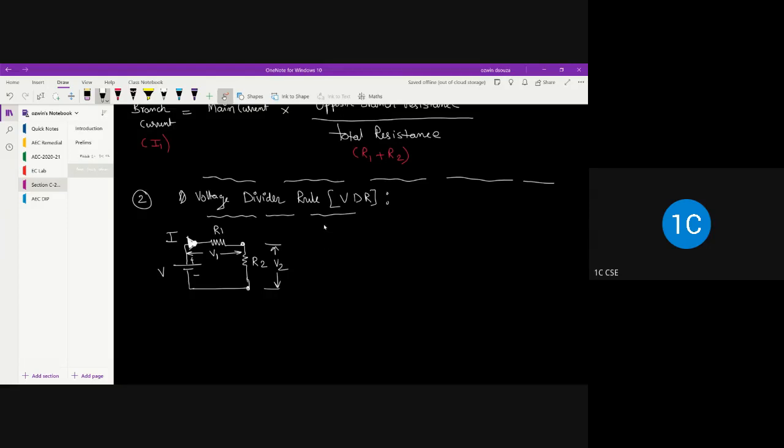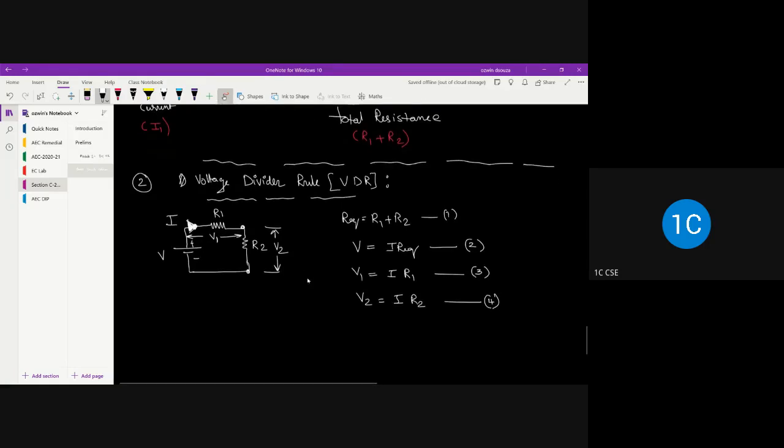The equivalent resistance, from the previous discussion, R equivalent is R1 plus R2. Also, you can write that V is equal to I into R equivalent. Voltage V1 is I into R1. Similarly, voltage V2 is I into R2.